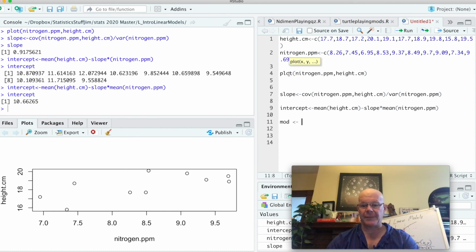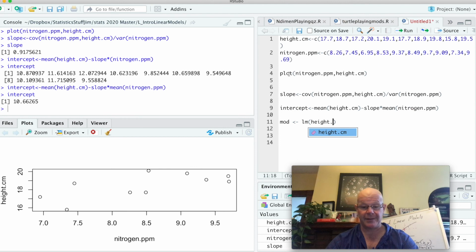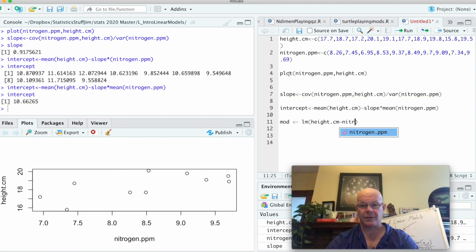And that model is going to be what? It's going to be a linear model, so the function is going to be lm. And then what am I trying to predict? I'm trying to predict height in centimeters as being some function of nitrogen. Okay. And so this is how we put models into the linear modeling function. We say the height in centimeters, then use this little tilde, which means some function of. So the height in centimeters is some function of the amount of nitrogen in parts per million.